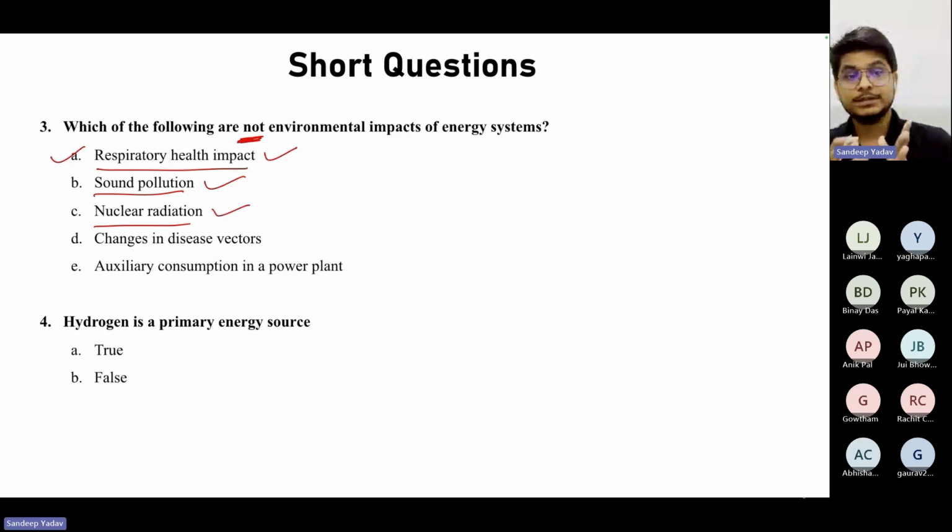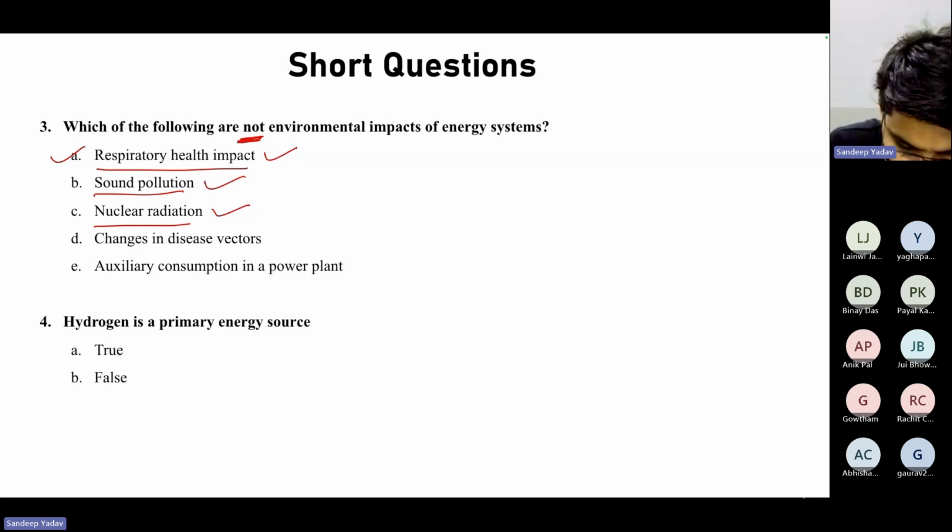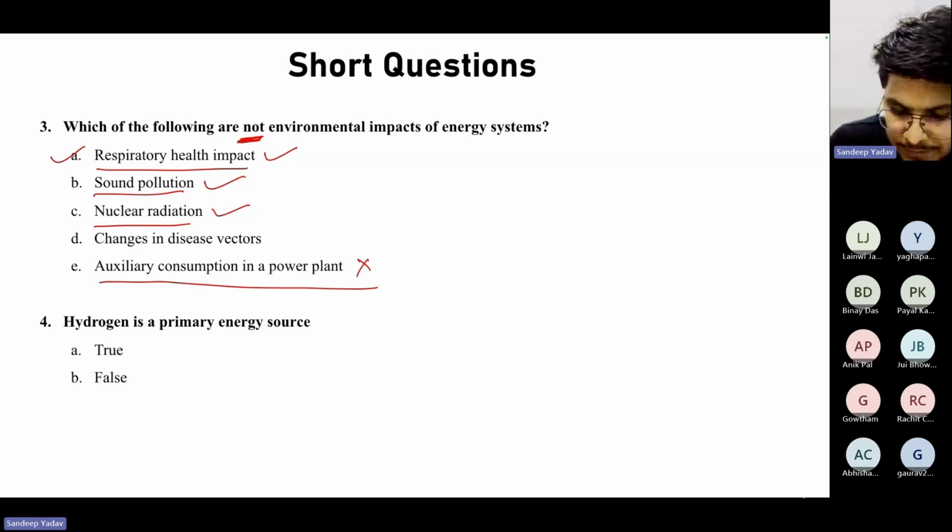So these are questions that will have multiple answers. It is not compulsory that we can use only A or only B. We can use A, B, C as well. So changes in the disease vectors, and finally the auxiliary consumption in the power plant. That will not have any environmental impact, because it is the power being generated and used in the power plant itself. So finally the correct answer will be E.